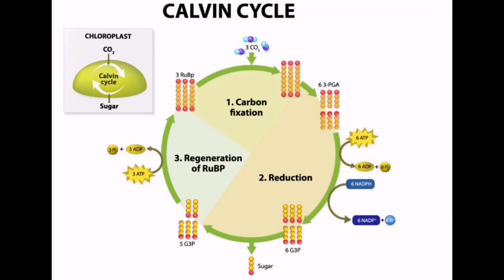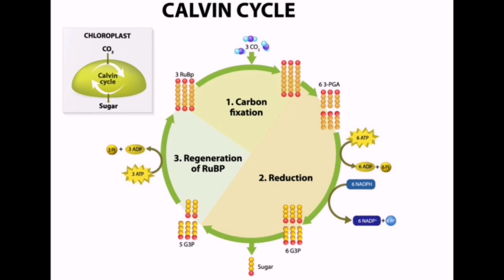As you can see in the diagram, this is the Kelvin cycle process. On the first stage, there is carbon fixation. As I said in the previous slide, it will take the carbon dioxide to be fixed. Next, on the second stage, there is reduction. It will use ATP and NADPH to reduce the G3P. And lastly, on the third stage, it will regenerate Rubisco or RuBP, and it will produce ADP and NADP plus. Overall, this process will produce sugar.